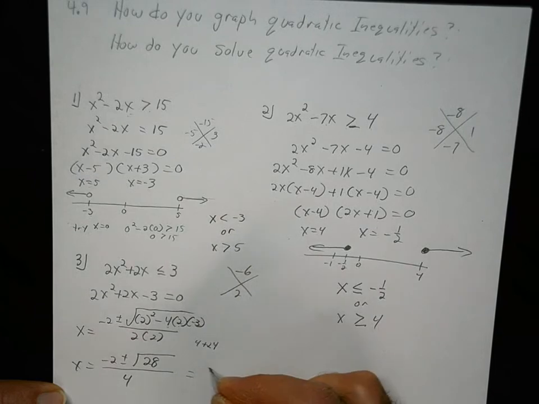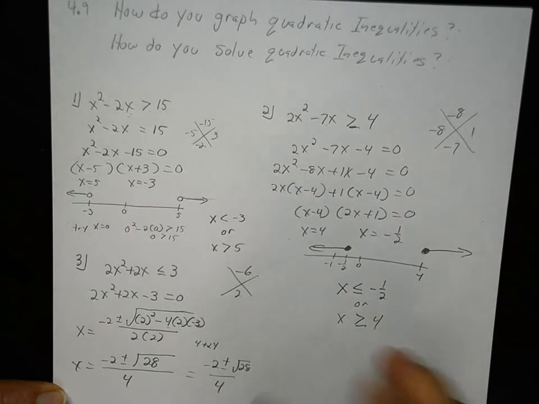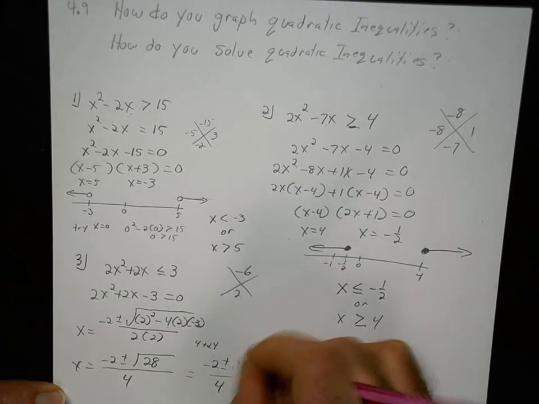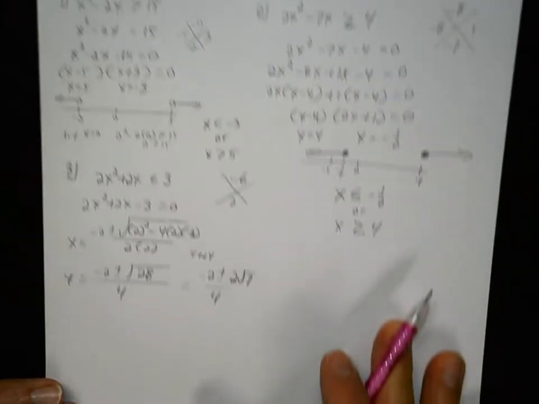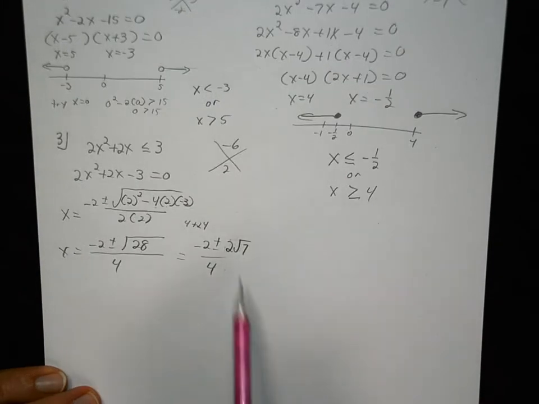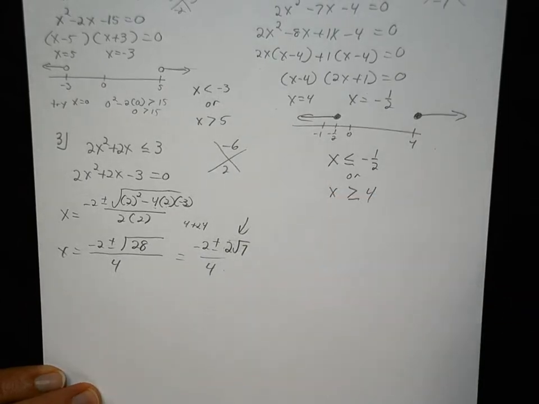Okay, so I got -2 plus or minus the square root of 28 over 4. But now we can actually simplify this 28 if we wanted to, because 4 goes into that, 4 times 7. So that's going to be 2 square root of 7. Okay. Now the problem is this is hard to put on a number line. So at this point, we actually have to figure out the decimal solution to this. So we have to figure this out on our calculator.